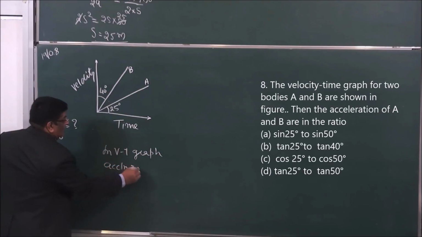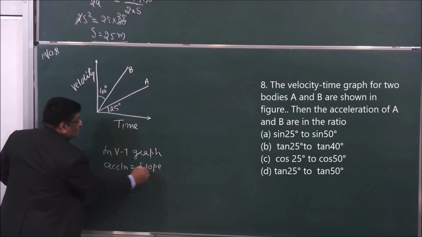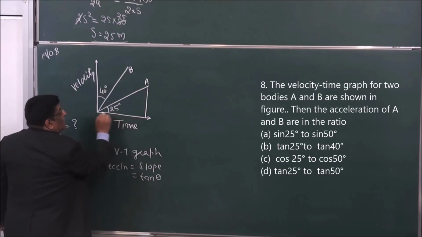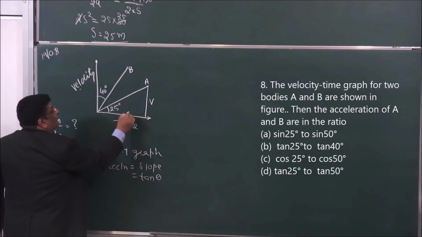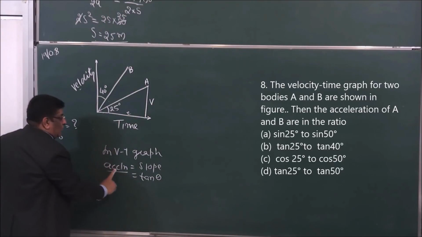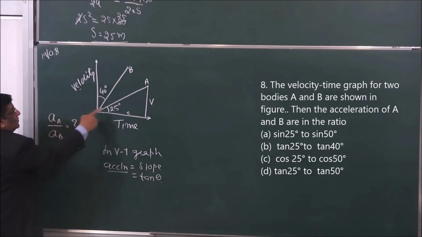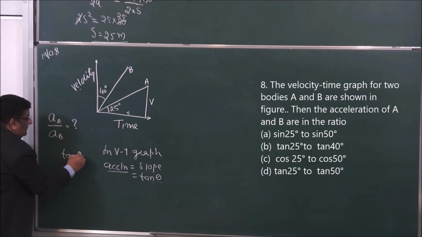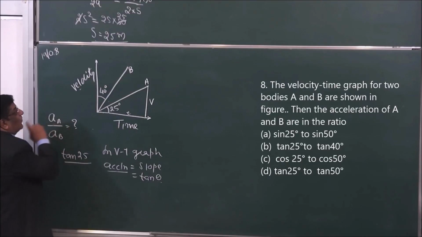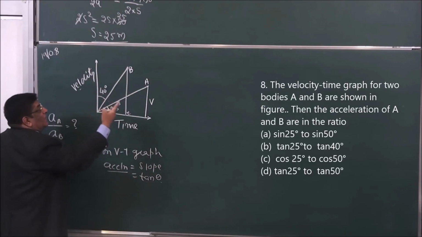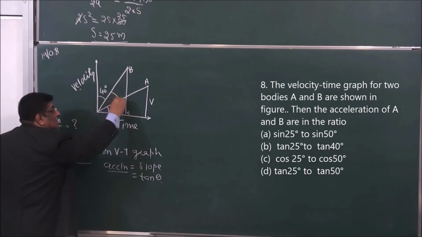So in VT graph, acceleration is equal to slope is equal to tangent theta, because tangent of a theta is perpendicular upon base. Here perpendicular is velocity and base is time, and v upon t is acceleration. So formula for acceleration is tangent theta. So acceleration for A is equal to tangent 25, and acceleration for B, you will not take tangent 40. जल्दी जल्दी में उसको tangent 40 मत लीजिए, ये चाहिए हमें.